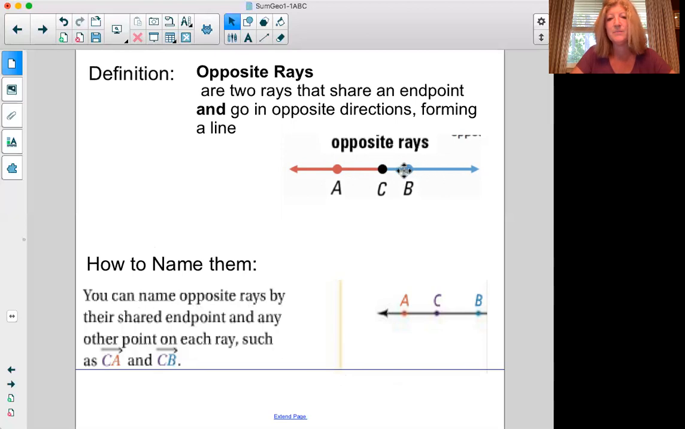So for example, this blue ray and this red ray are opposite rays because they share endpoint C and they go in opposite directions, but when you put them together, they form a line. So the red and blue are opposite rays. This ray would be named CB and the red ray would be named CA. But notice, CA still has the arrowhead going to the right, CB also, because that's how you name a ray.